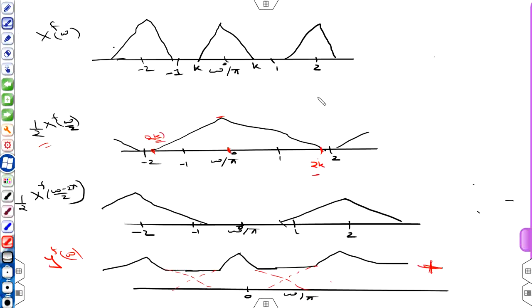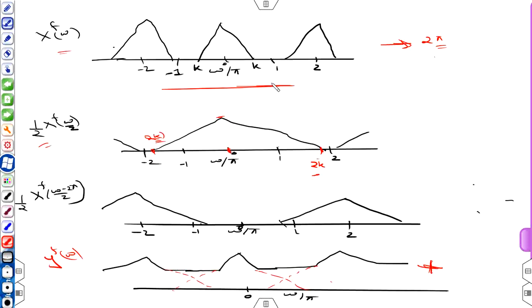So how to avoid aliasing? Okay, so you can see that this spectrum is spreading by a factor of 2, and this is a periodic spectrum with time period 2π.